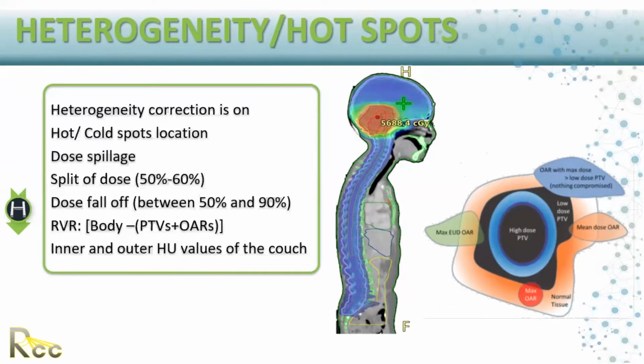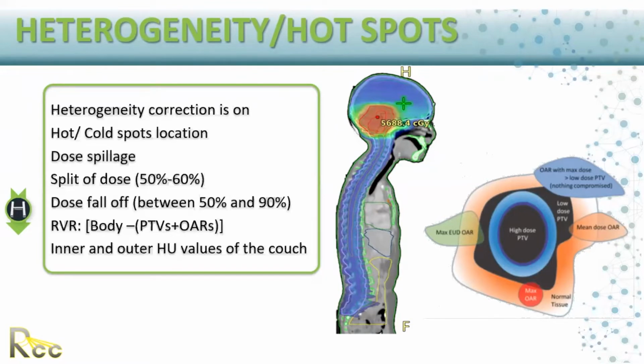Let's say you have a brain tumor, so you have a lot of organs at risk in the brain. Okay, what about the other structures like the lung, which is very far away from your location, right? Or the heart, or maybe the abdomen, or the liver, or the kidneys. So these organs should receive zero dose. You should make sure that there is no spillage in the inner and outer HU values of your couch.